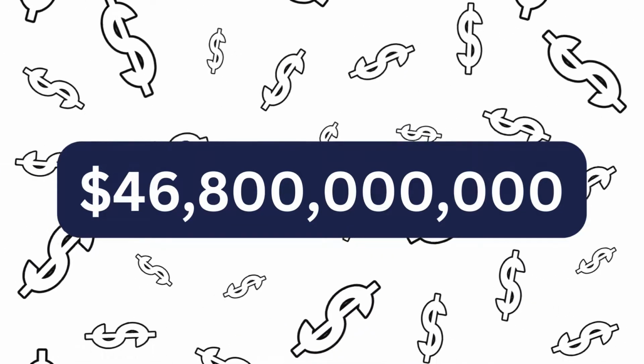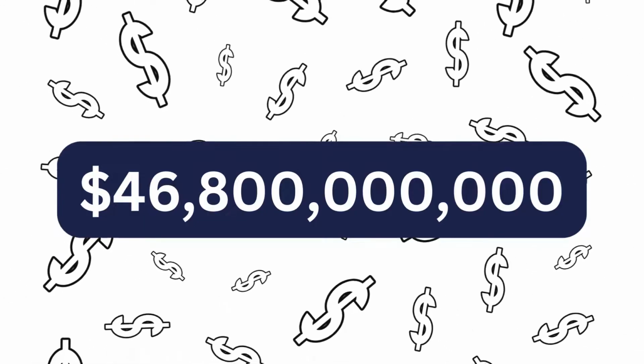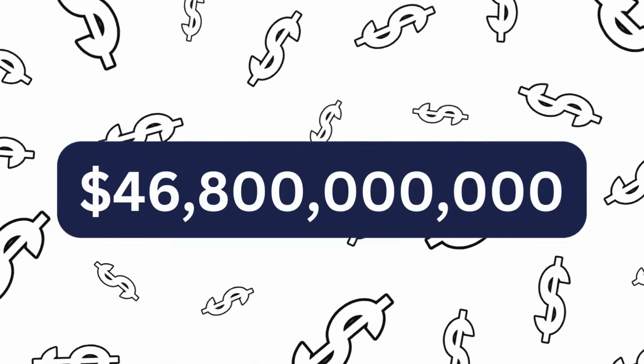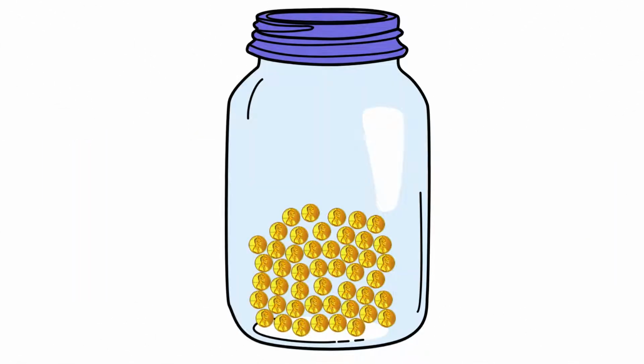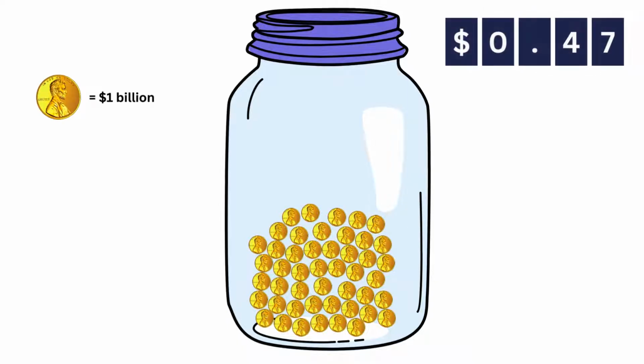$46.8 billion is a humongous number, so let's break it down into numbers that we can understand better. Here is our Social Security Trust Fund. Each cent represents $1 billion, so we have $47 billion in our trust fund.